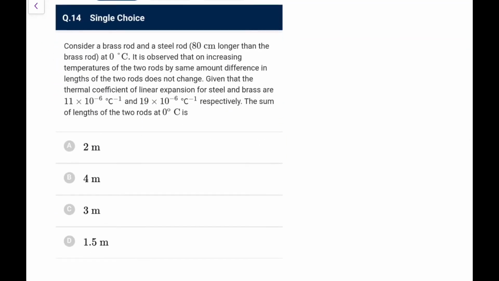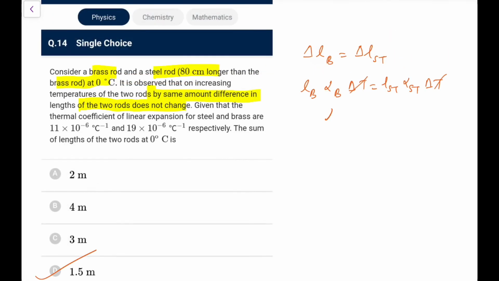Next, consider a brass rod and a steel rod 80 centimeter long at 0 degree. It is observed that on increasing the temperature, the difference in length of the rods doesn't change. That means delta L of brass is equal to delta L of steel, which implies length of brass into alpha of brass into delta T is length of steel into alpha of steel into delta T. So what do we have now? So LB upon L steel is alpha steel upon alpha brass, that is 11 by 19. This is the first equation.